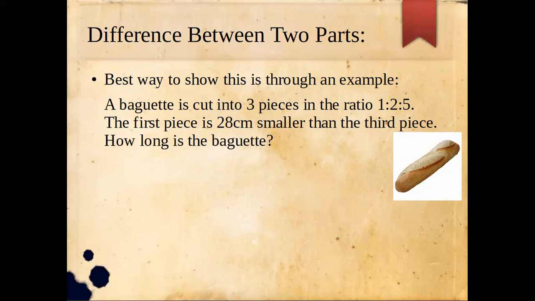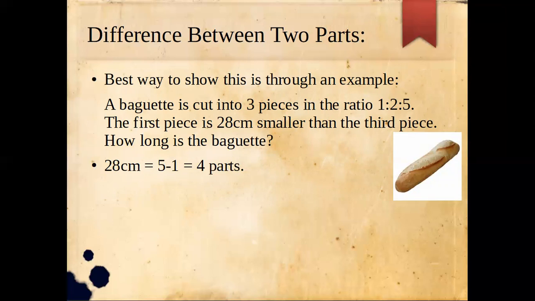So a baguette is cut into 3 pieces in the ratio 1 to 2 to 5. The first piece is 28 centimeters smaller than the third piece. How long is the baguette? What you can do here is first work out how much one part of the ratio is. So 28 centimeters is 5 minus 1 because it is 28 centimeters smaller.